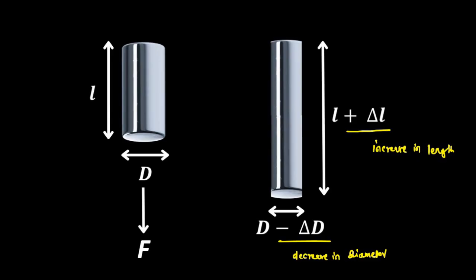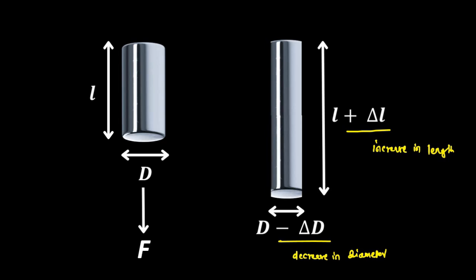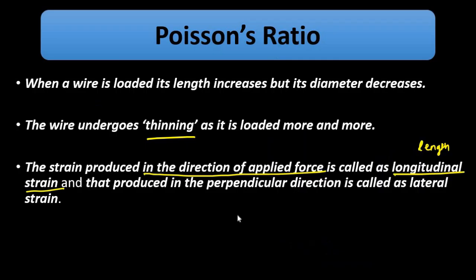Now, another strain comes into play, another parameter that I have introduced here. Two important parameters: length and diameter. Length is increasing, diameter is decreasing. So the second parameter which is changing is lateral strain, that is change in diameter to the original diameter. Diameter is decreasing, so that is in the perpendicular direction. It is called lateral strain.